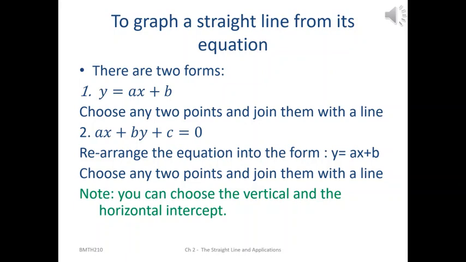To graph the straight line, we need at least 2 to 3 points. So for example, we can take the intercepts, the vertical and the horizontal intercept, and join the points together. Or we can take any value of x, replace it in the equation to get y, and then plot the straight line.